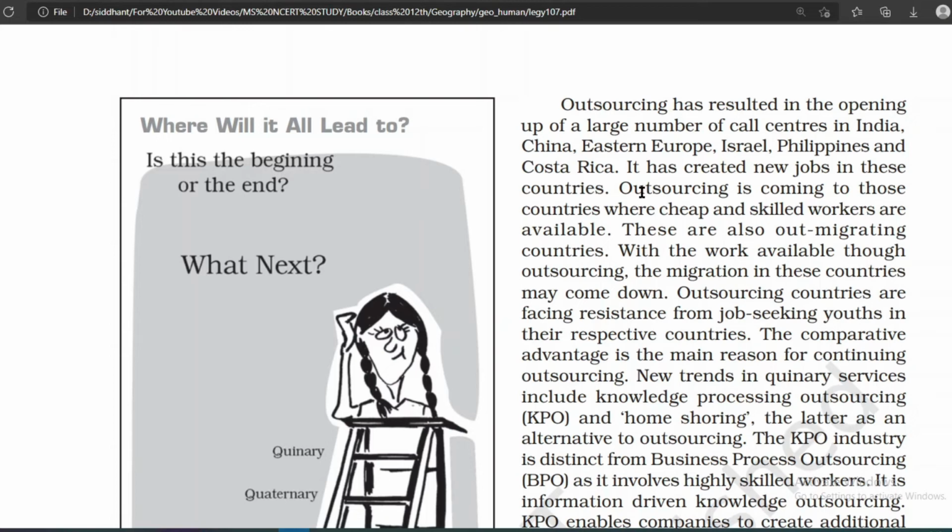These are also out-migrating countries, and with the work available through outsourcing, the migration from the country may come down. Outsourcing countries are facing resistance from job-seeking youth in their respective countries. The comparative advantage is the main reason for continuing outsourcing.